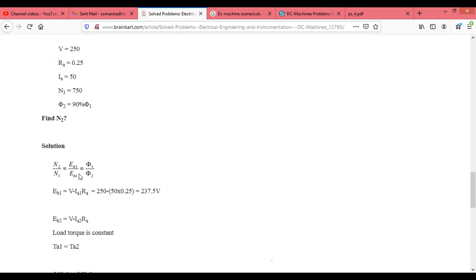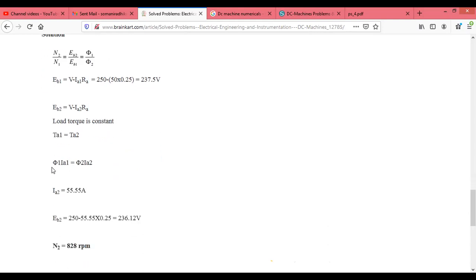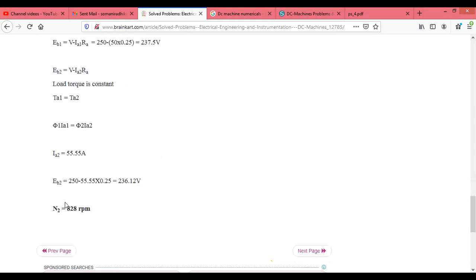Now, we can put that value in EB2 and you will get the value, and we have the equation EB2 upon EB1 equal to N2 upon N1. The N1 value is there, the EB2 and EB1 values are there. N1 we already have. If you do cross multiplication, you will get the value for N2, that will be 828 rotations per minute.